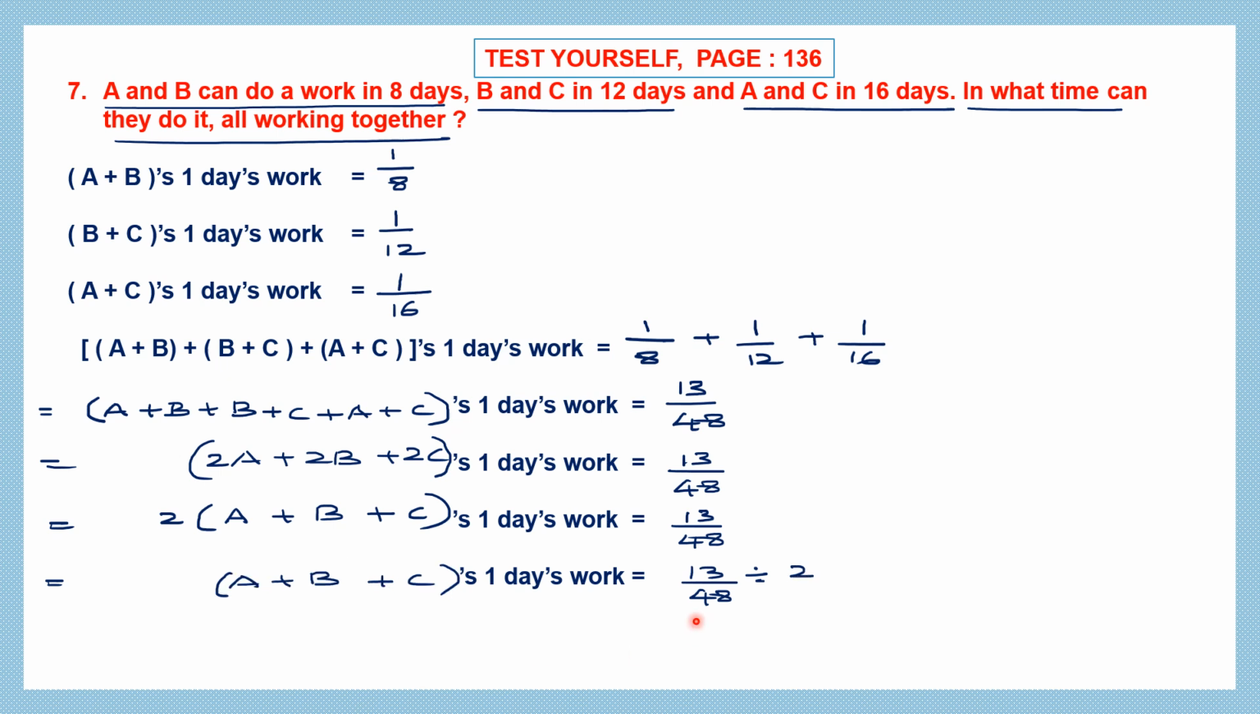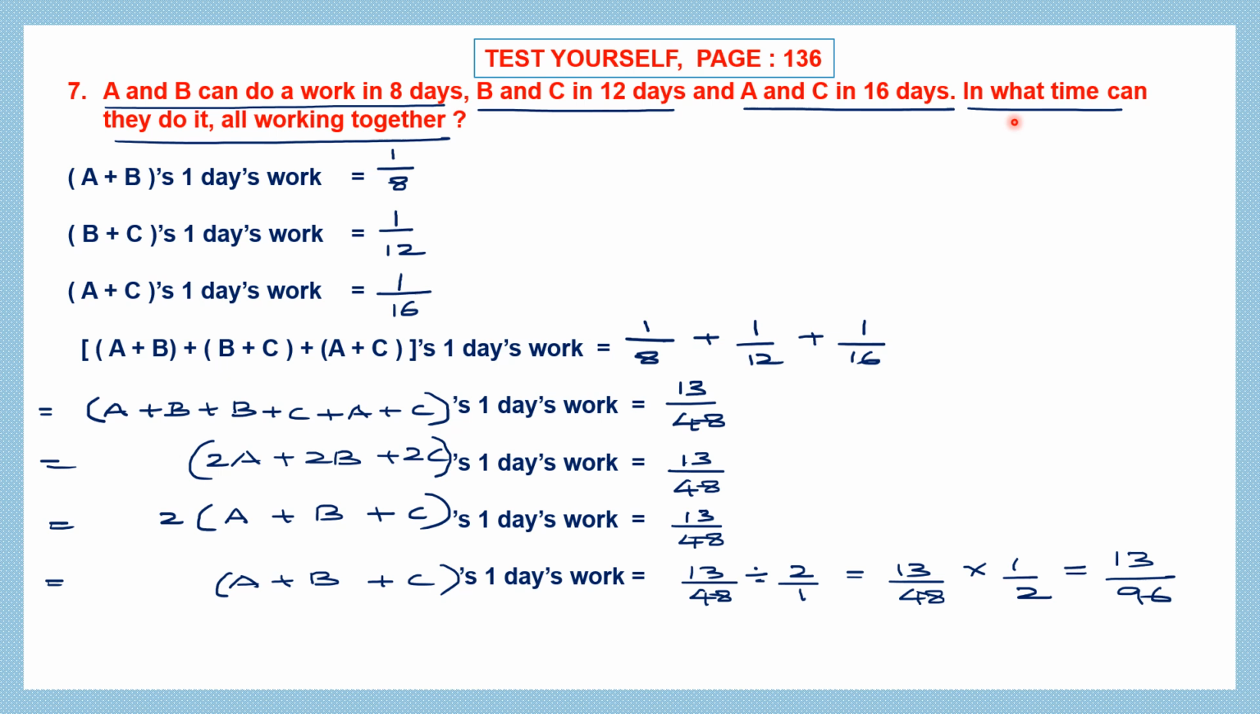So this is now division of fractions, which we are going to work out. So this is going to be 13 by 48 into, now this is 2 by 1, becomes 1 by 2. 13 ones are 13, 48 into 2 is 96. So A plus B plus C's one day's work is 13 by 96.